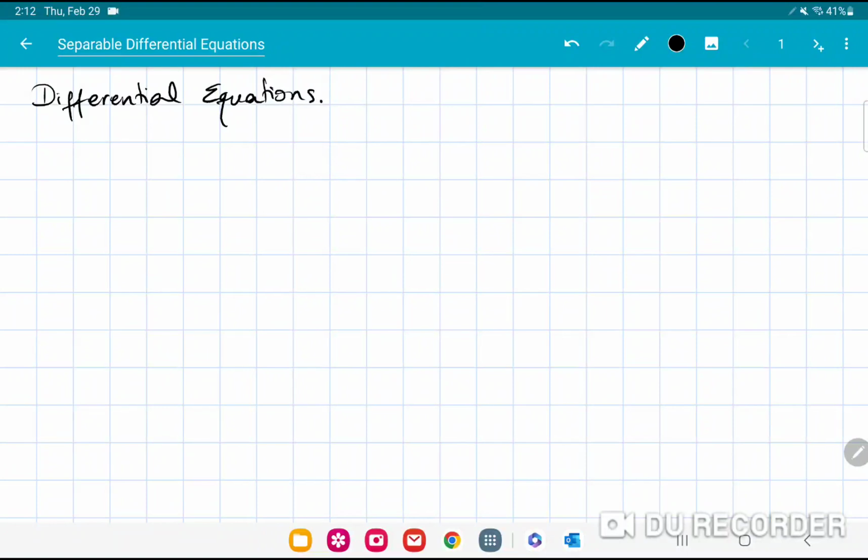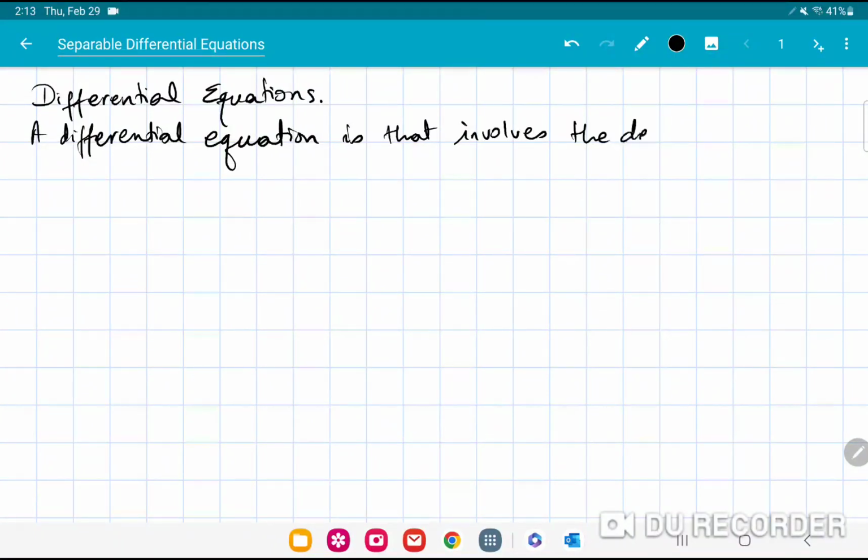A differential equation is an equation that involves a function and its derivative, maybe derivatives, because then we have second and third order derivatives of an unknown function, okay?